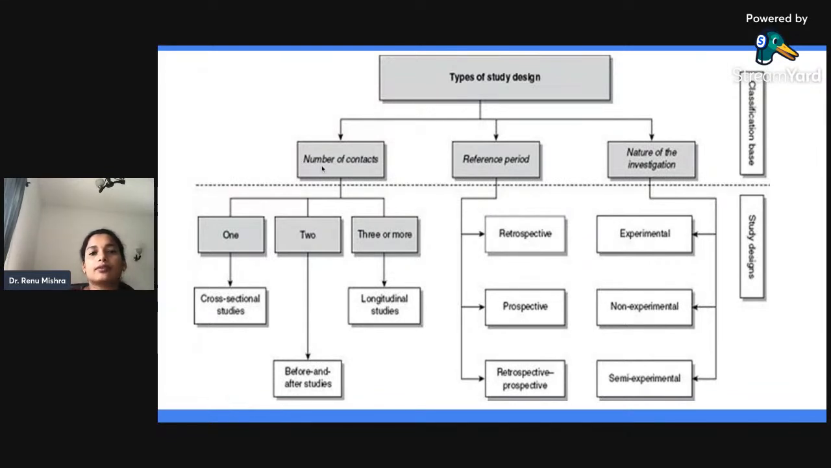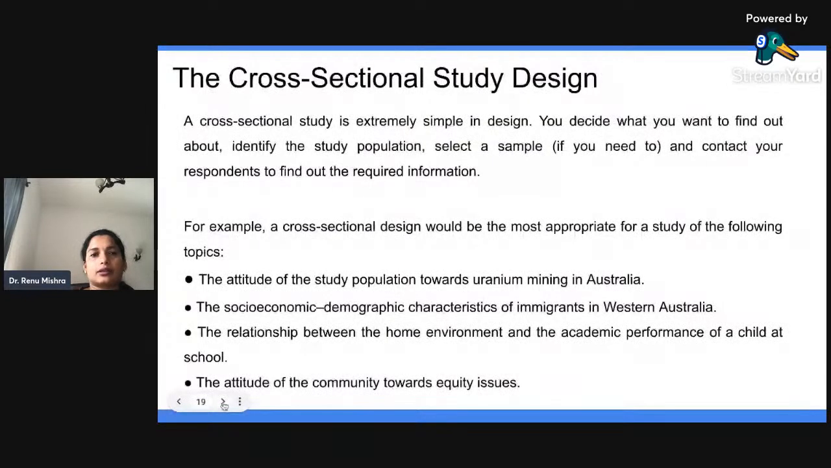So the number of contacts is about how many times you contact the sample. When you contact the sample just once, it is cross sectional; twice, before and after studies; three or more times, longitudinal study. Reference period is retrospective, prospective, or retrospective-prospective. Basically, the majority of the time you are concerned with this section and this section.